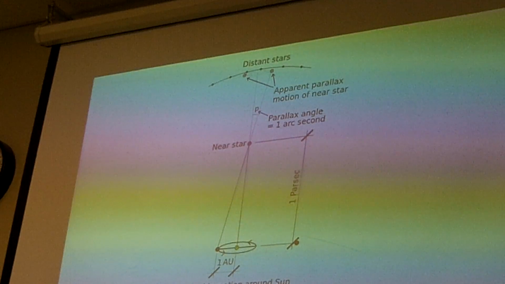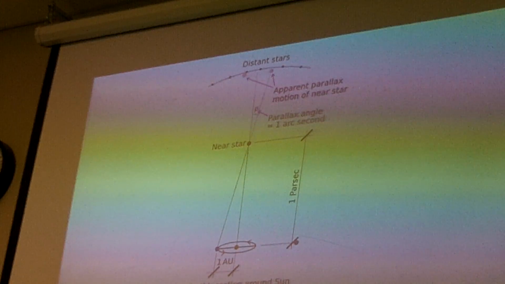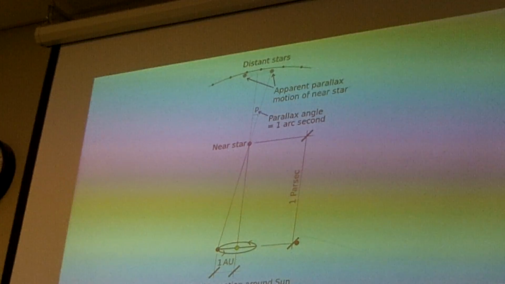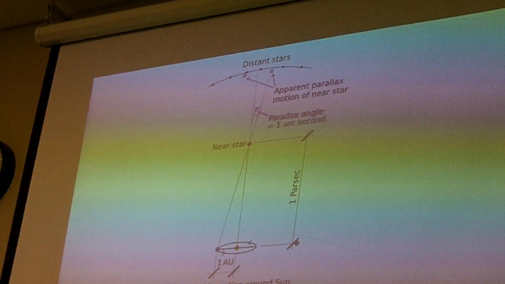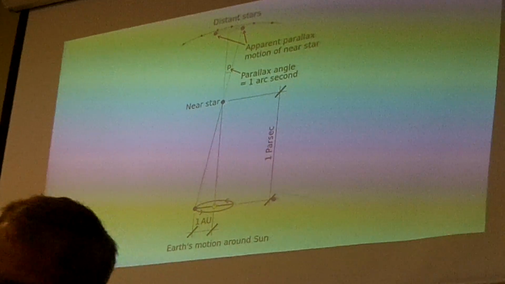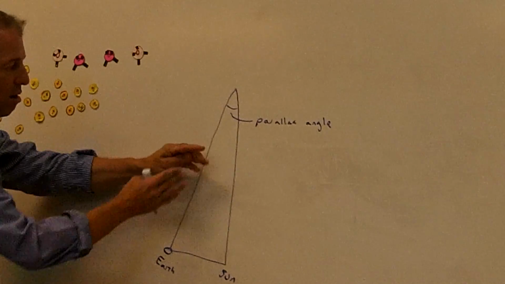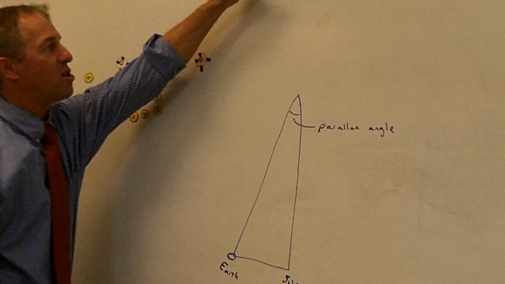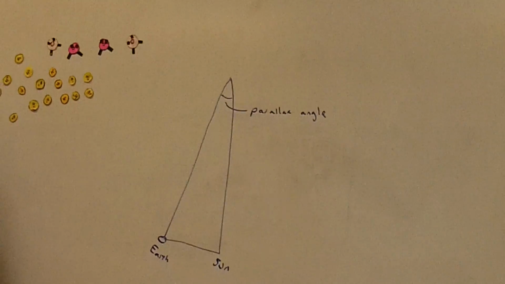And if you think about it, if that star is far away, that parallax angle is going to be real small. If that star is near, the parallax angle will be more. So the farther away the star, the smaller the parallax angle.